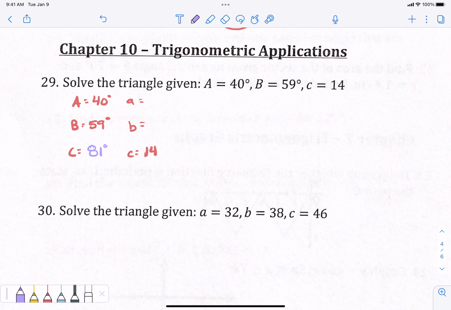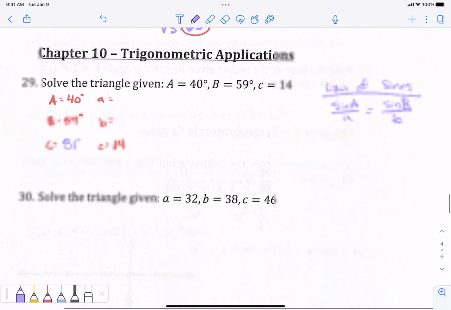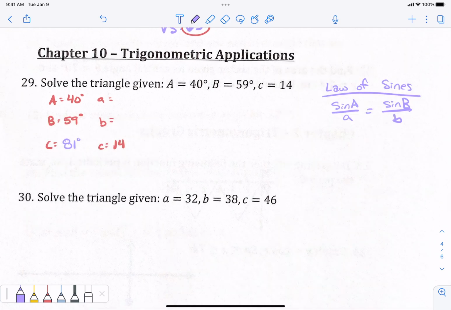Let's do law of sines. Law of sines is the easier one. I'm gonna write over here. We'll write law of cosines down on the next problem. Law of sines is sine A over a equals sine B over b. We know that. So in this case, we're gonna use the only pair that we have, which is C's. Starting with sine of 81 over 14 equals sine of, which one do you want to find? A? You want to find B? 59 over b.